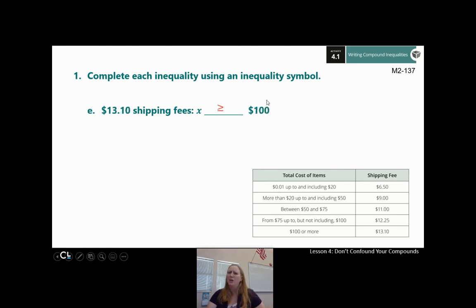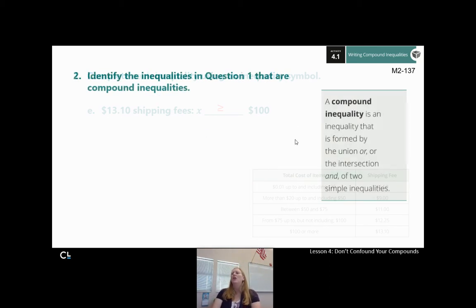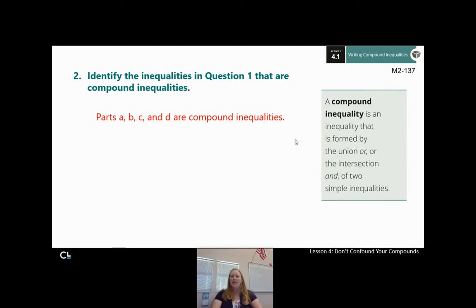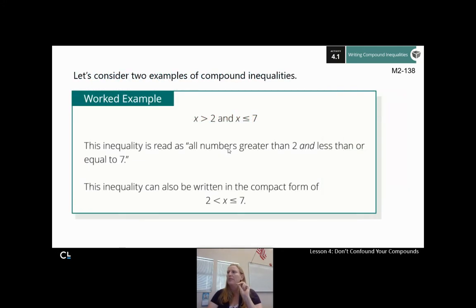E is just one inequality. In order to be a compound inequality, we have to have two with either and or or in the middle, and E doesn't do that. So it looks like parts A, B, C, and D are all compound inequalities because they all had two inequalities and they had that word and in the middle of them. So we're going to play a lot more with compound inequalities. Let's look at two examples of compound inequalities.